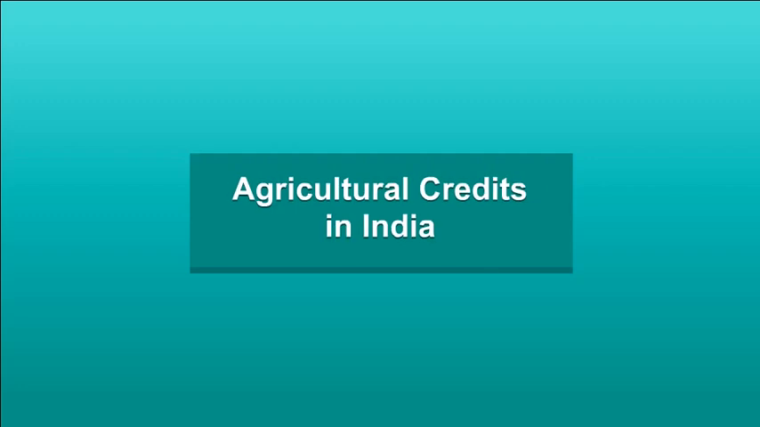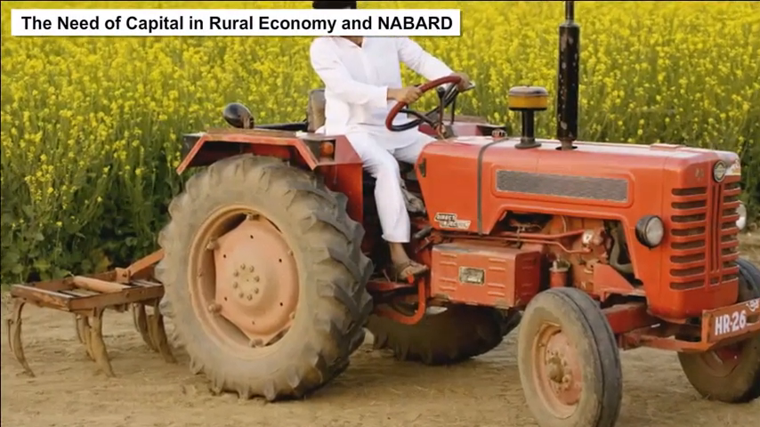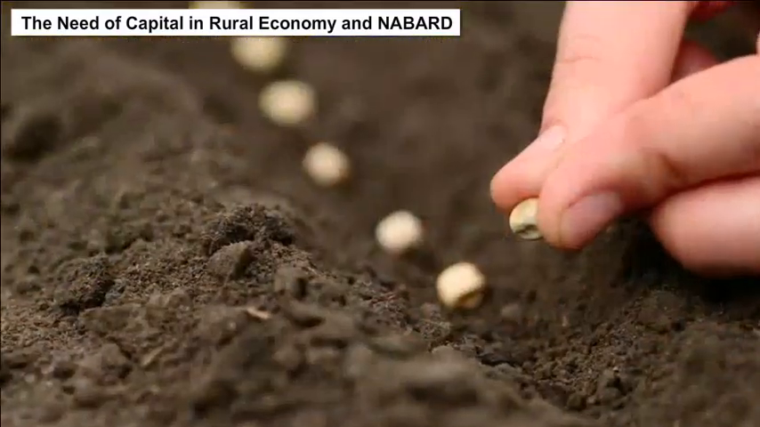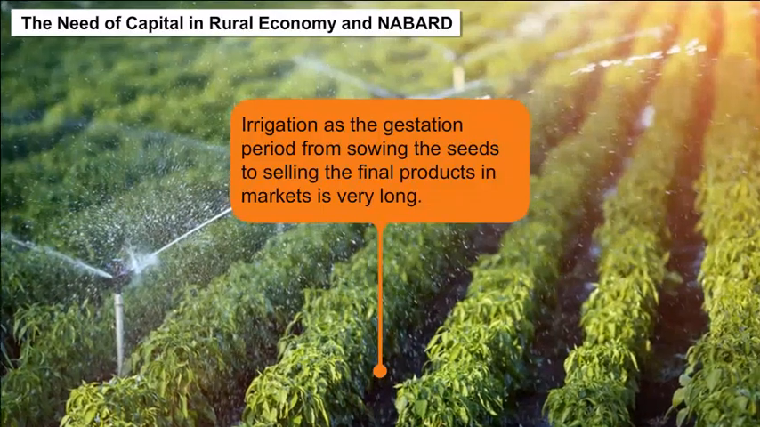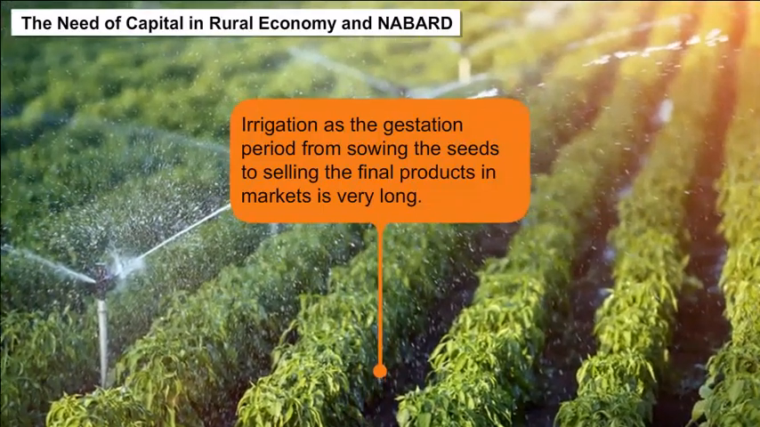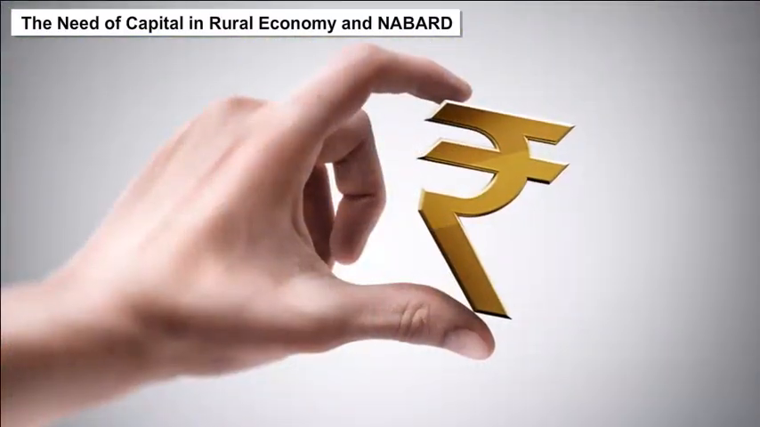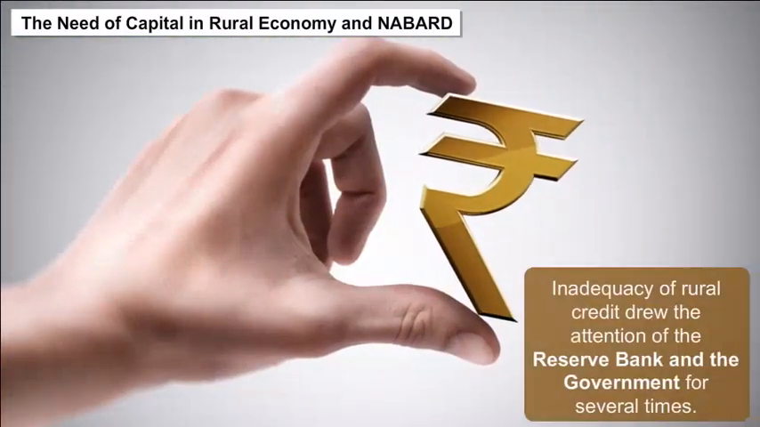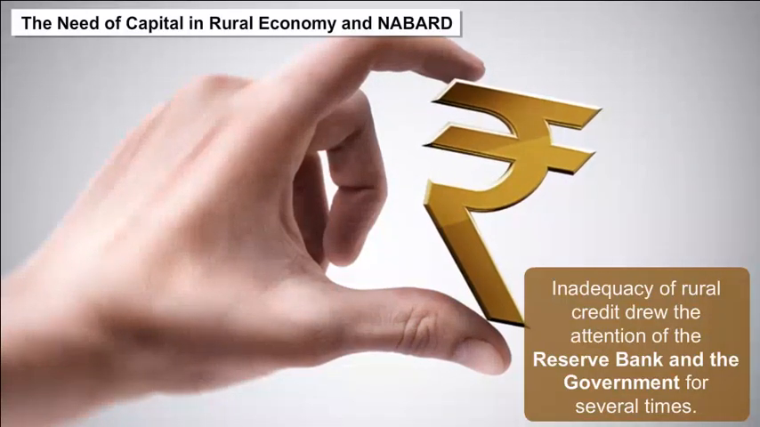Agricultural credits in India. In agriculture, the farmers used to borrow money for their initial expenses like seeds and irrigation, as the gestation period from sowing the seeds to selling the final products in the market is very long. During the post-independence period, the inadequacy of rural credit drew the attention of the Reserve Bank and the government several times.